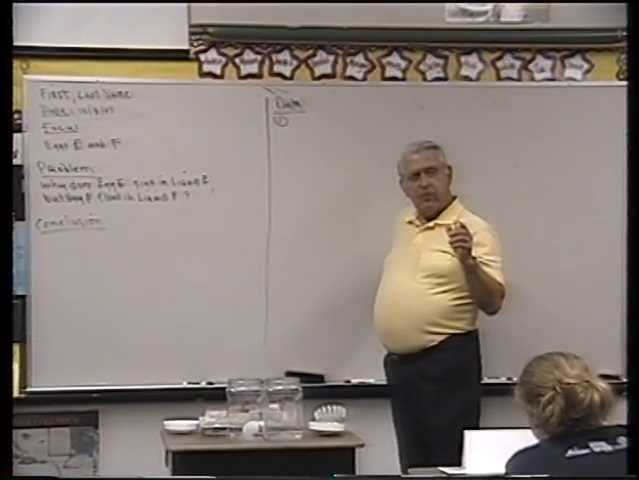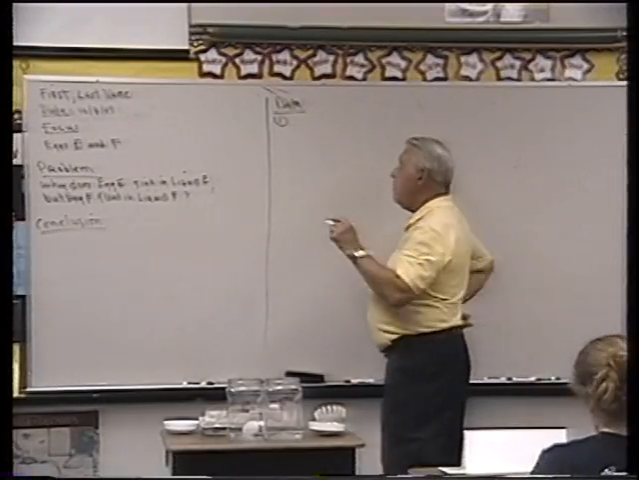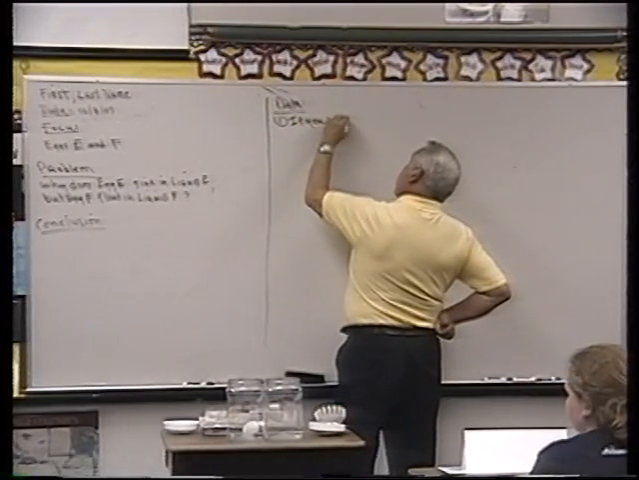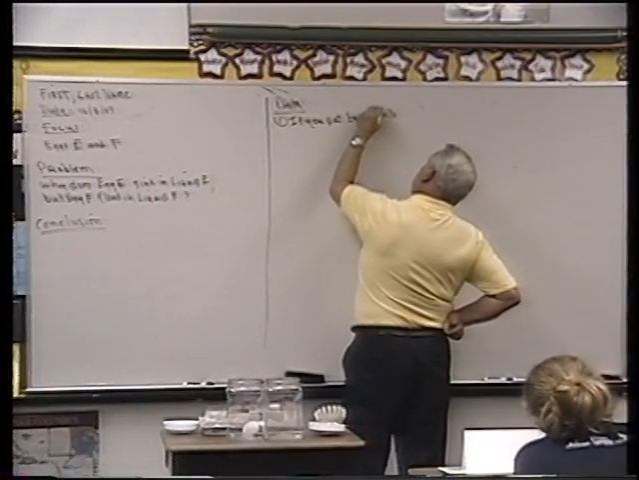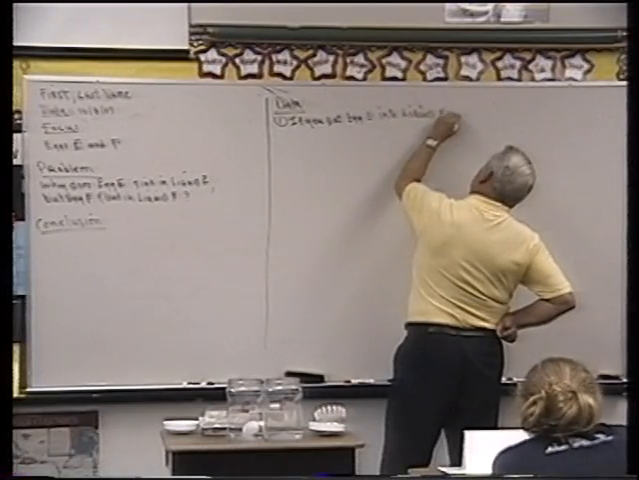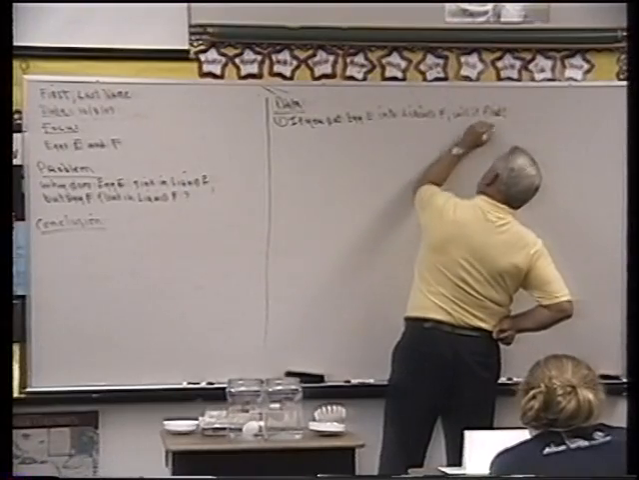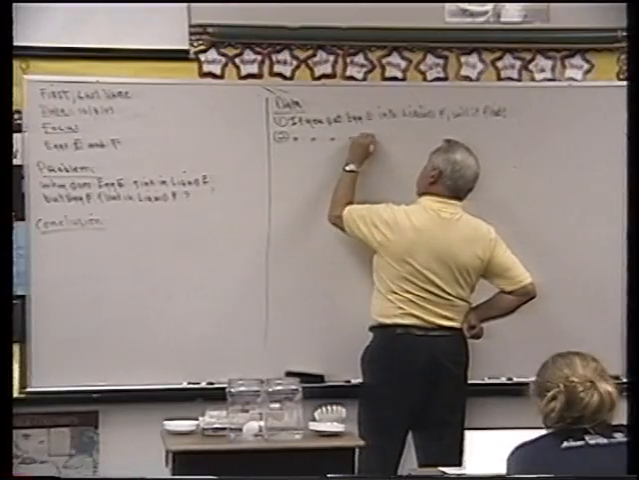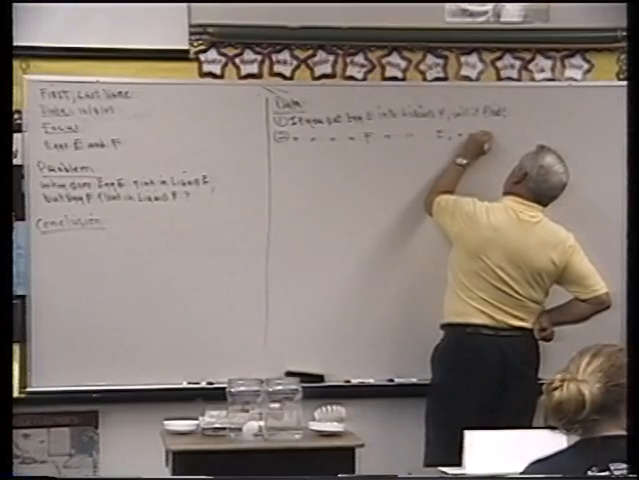Raise your hand if you remember what two-letter word an experimentation question always begins with. Big J. If. If you put egg E into liquid F, will it float? Okay, and then the opposing experiment just changes the letters around. If you put egg F into liquid E, will it sink?